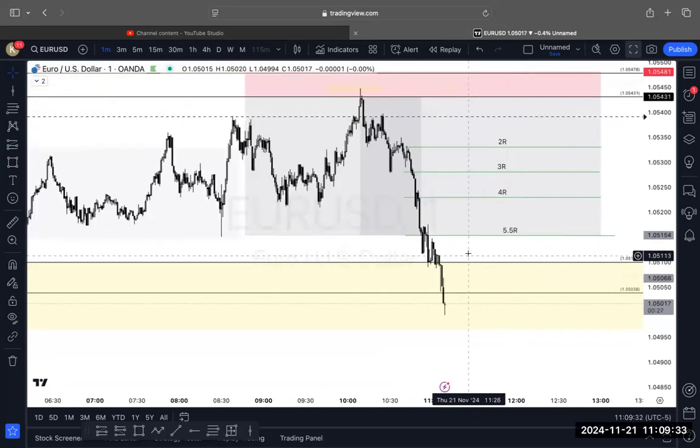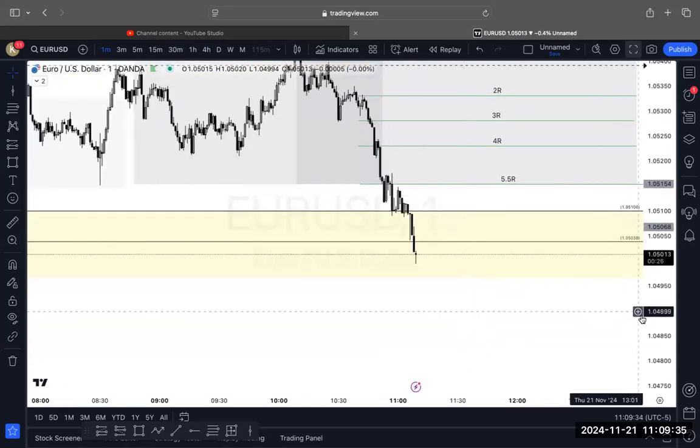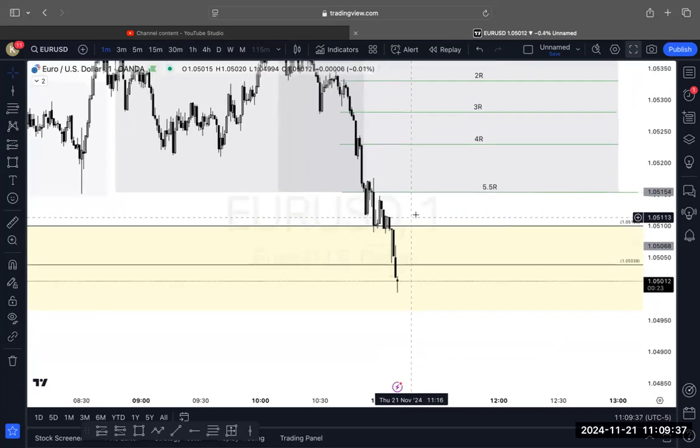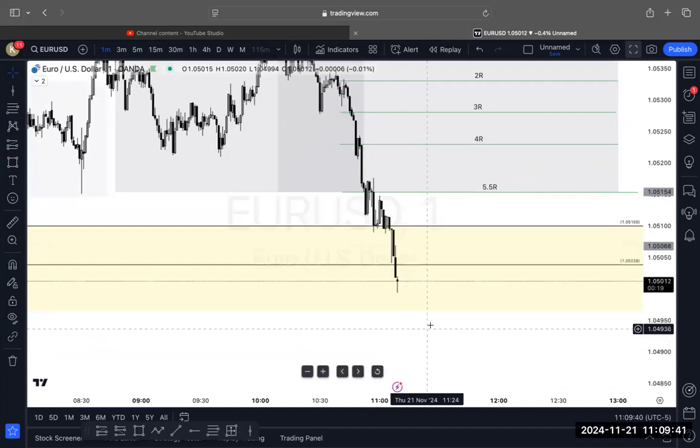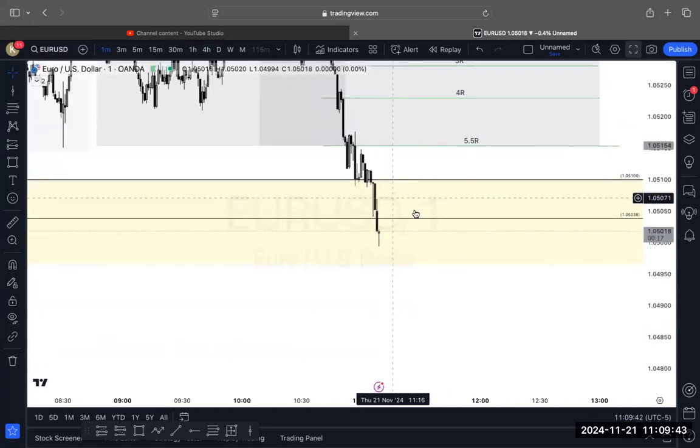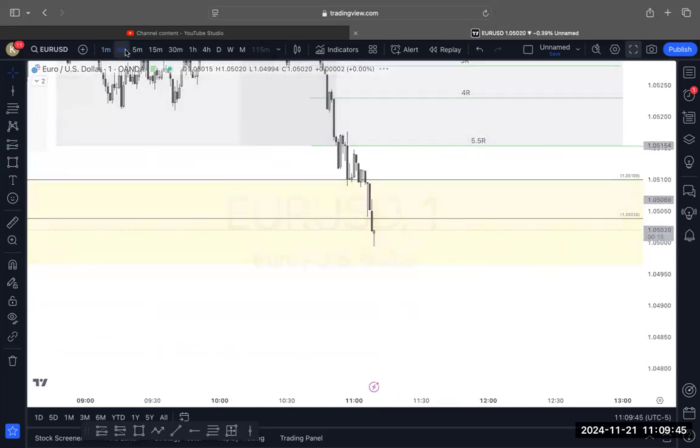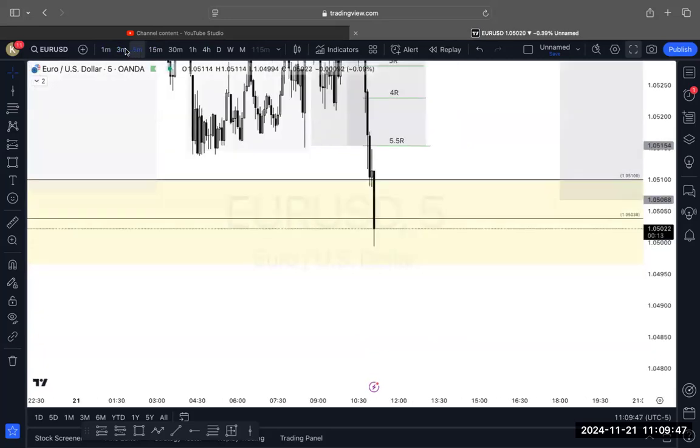In order for us to consider an entry, the market needs to create fair value. The market needs to drop, create fair value, create supply for us to consider another entry, right?